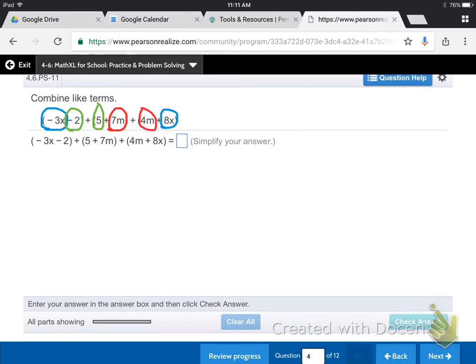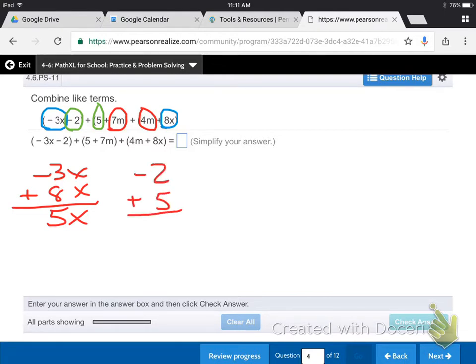So now let's add together all the terms that are in the same color circle. If we take negative 3x plus 8x and add that together, that's 5x, because 8 minus 3 is 5. Let's take negative 2 and add 5. Those are the terms in the green circles. And 5 minus 2 is 3. So this is going to be part of our answer.